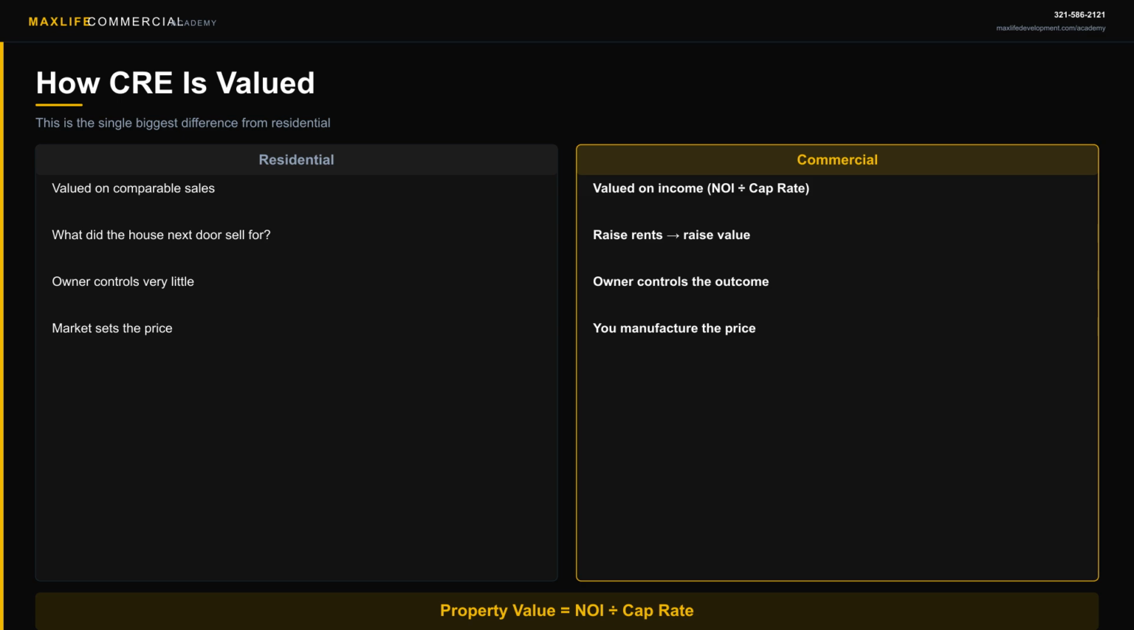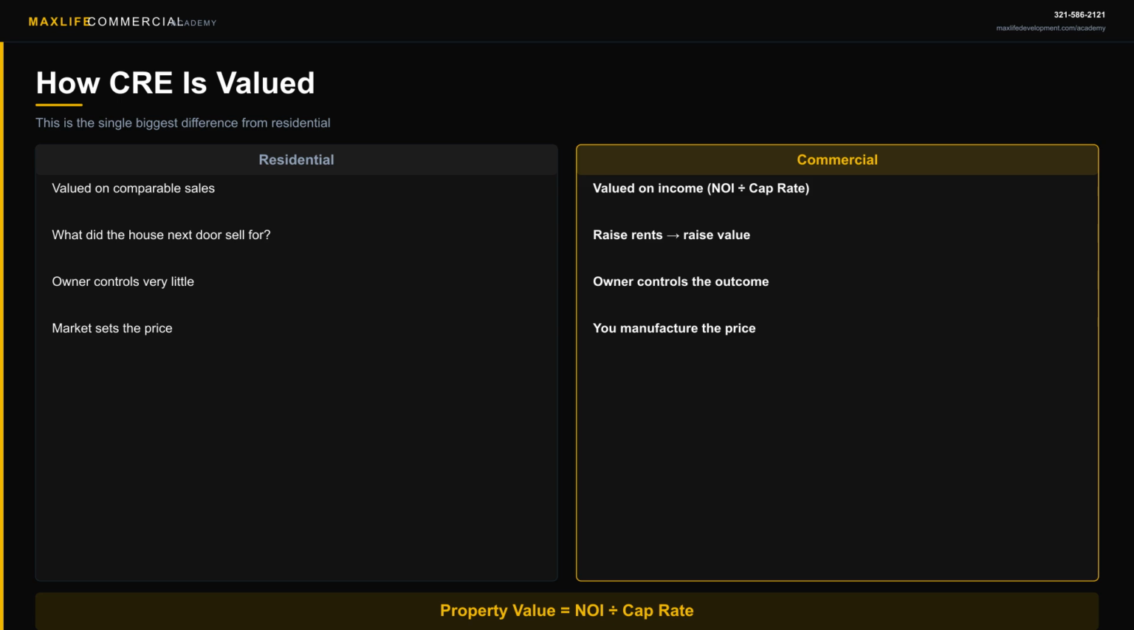Here is the single biggest difference between commercial and residential real estate, and the reason sophisticated investors prefer commercial. Residential properties are valued on comparable sales. Your house is worth whatever the house next door sold for. As an owner, you control almost nothing about that number.